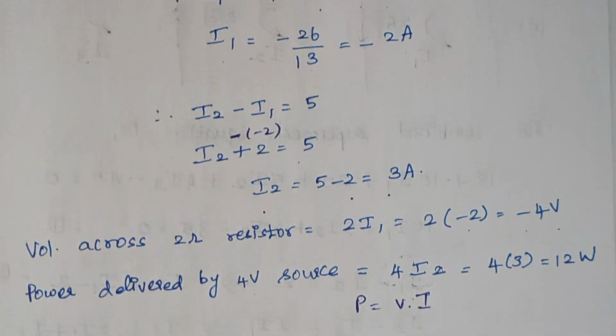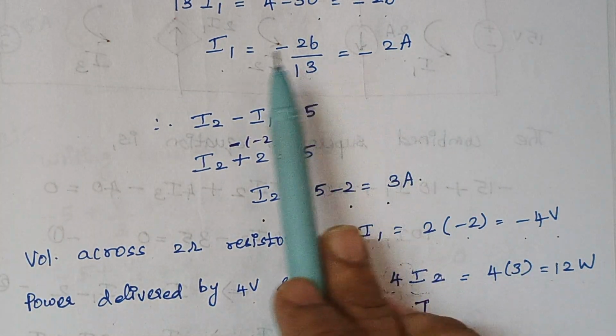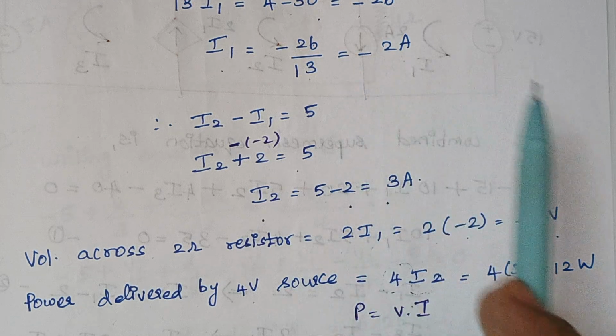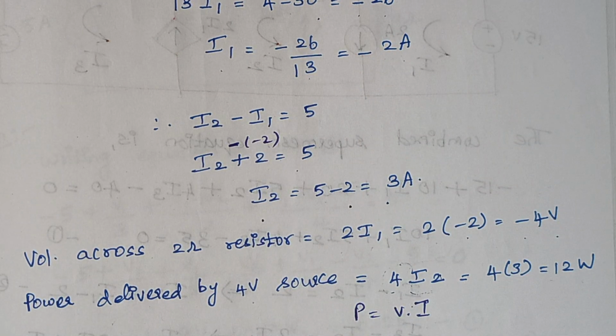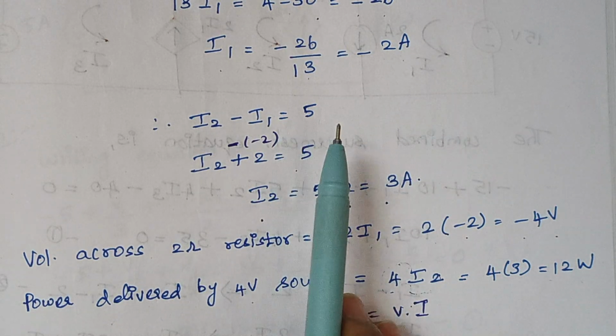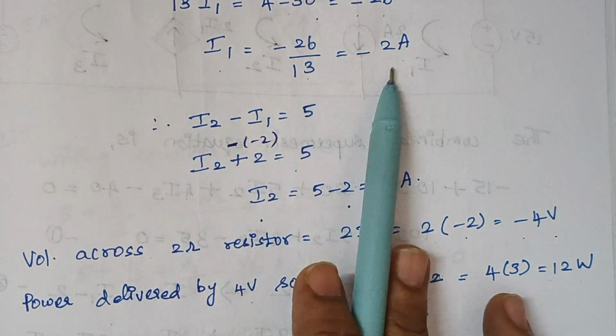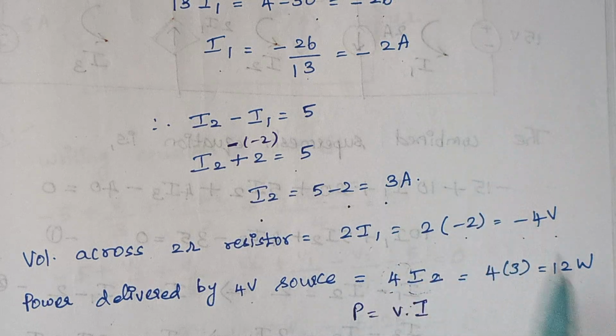So what does this negative sign indicate? This negative sign indicates that the direction of the current is opposite. Right, that's the thing. So if the direction of the current is reversed, then the value of this I1 will be plus 2 amps. So this problem gets over here.